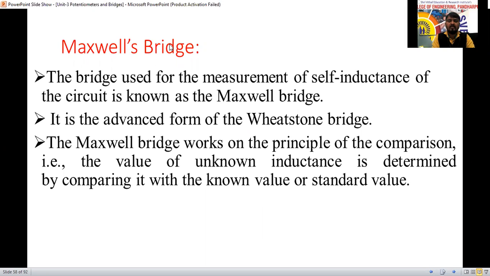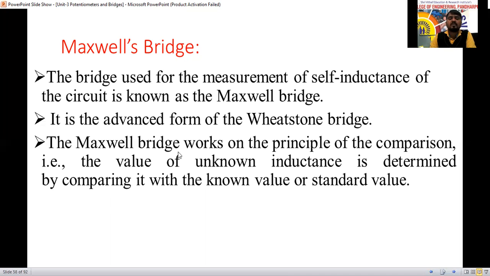Maxwell derived this circuit, so the bridge name came as Maxwell bridge. Actually, he derived two bridges for the measurement of inductance only. Those bridges we are going to discuss now. It is the advanced form of the Wheatstone bridge. It's the same as a Wheatstone bridge, but instead of only pure resistances, we are going to use combinations of resistance and inductance. So the resistances are replaced by impedances. For the Wheatstone bridge, only resistances were considered. For the Maxwell bridge, we derive the equations in the form of impedance.